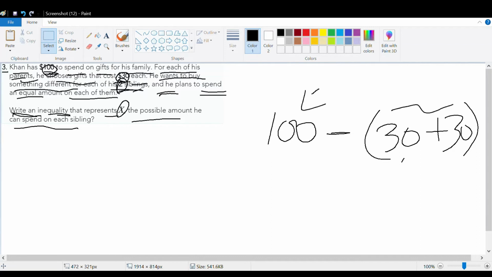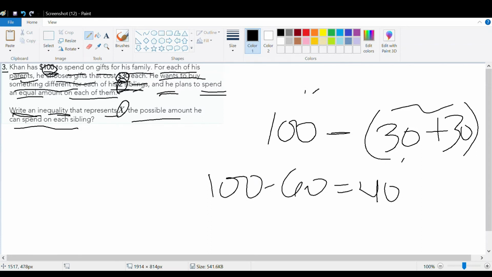Let's just delete this to get more room. So this right here is the first part of the inequality. Now what we have to do, let's just quickly do this. This is 100 minus 60 equals 40. So we know that he has $40 to spend between his two siblings.